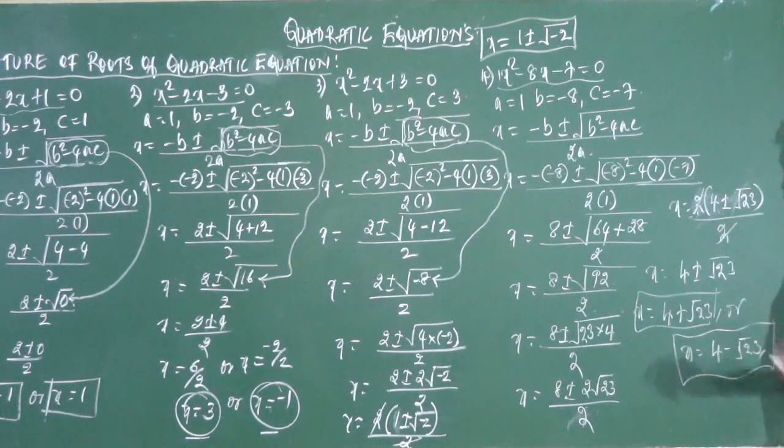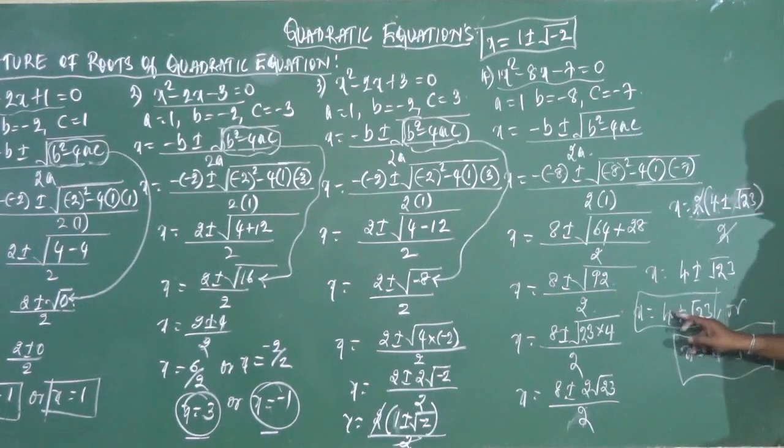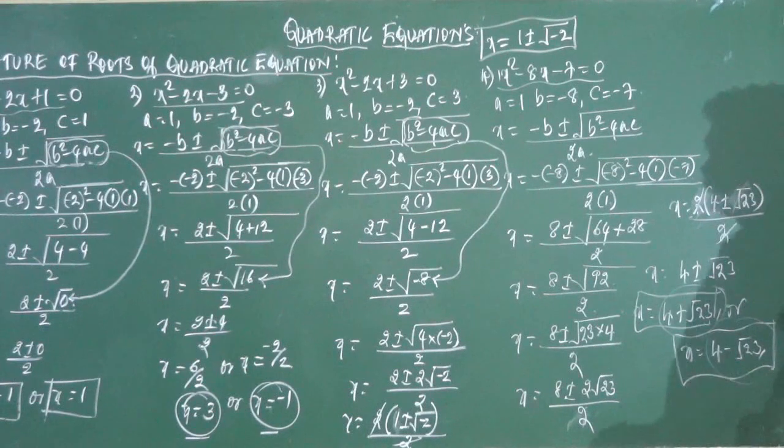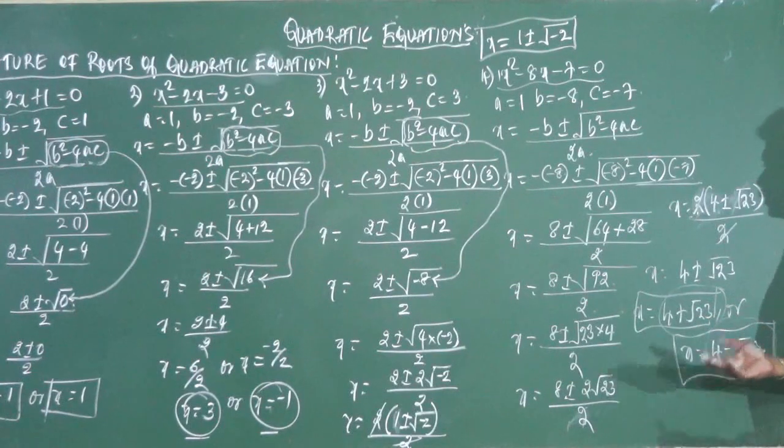So you can see an irrational number here. The sum of a rational and an irrational number is an irrational number. Remember this. The difference of a rational and an irrational number is an irrational number. So therefore these two are irrational roots. So the roots are real and irrational. Right? Can I announce this? As these two roots are irrational numbers, and irrational numbers are real numbers, therefore the roots are real and irrational.